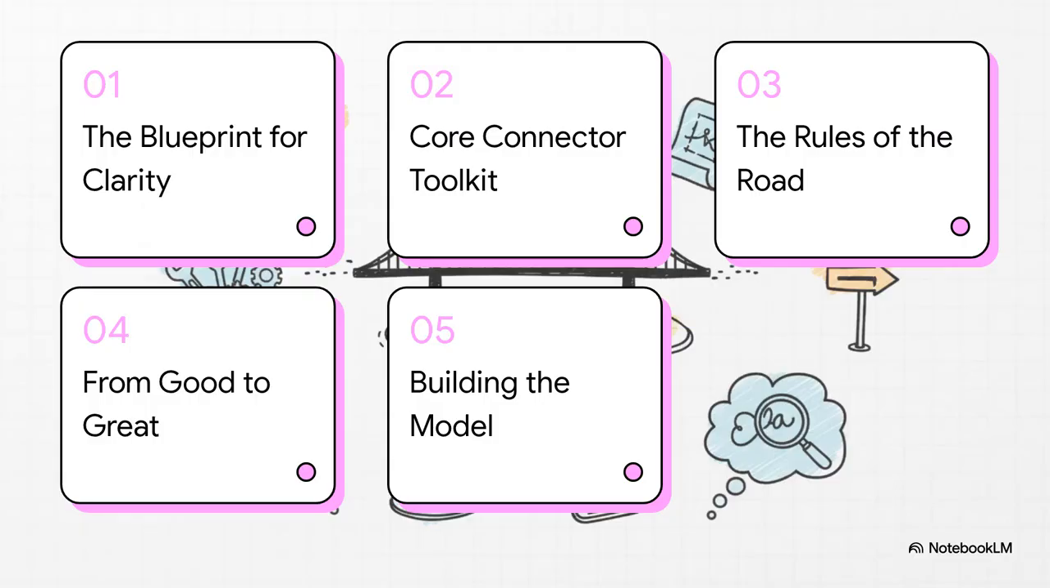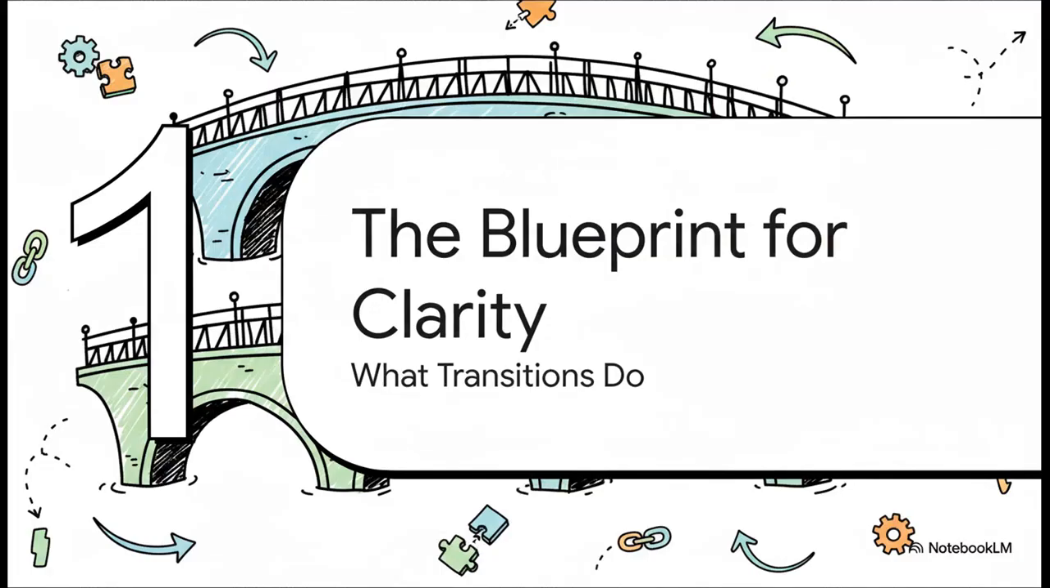So to get there, we're going to follow our architect's blueprint. First, we'll look at the plan in the blueprint for clarity. Then we'll open up your core connector toolkit. After that, we'll learn the rules of the road, then level up from good to great, and finally, we'll put it all together by building the model. So let's get started with Section 1, the blueprint for clarity.